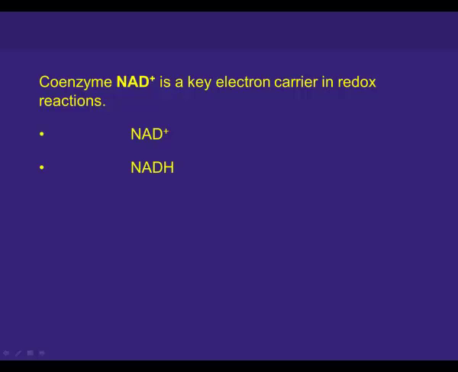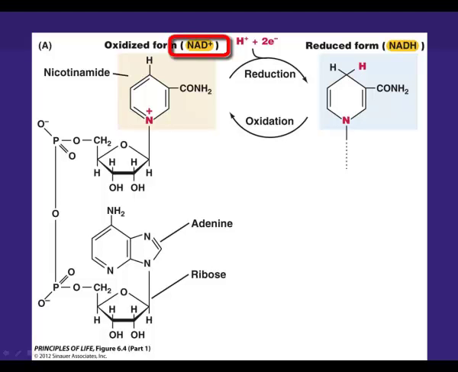The compound is called nicotinamide adenine dinucleotide, or NAD for short, in its oxidized form, or nicotinamide adenine dinucleotide hydride, or NADH, in its reduced form. This coenzyme, as it's called, is a very important electron carrier in redox reactions. So let's take a look at its chemical structure. Here we have the oxidized form of the compound, NAD, and when this compound is reduced and gains a hydrogen atom and 2 electrons, it forms NADH, the reduced form.